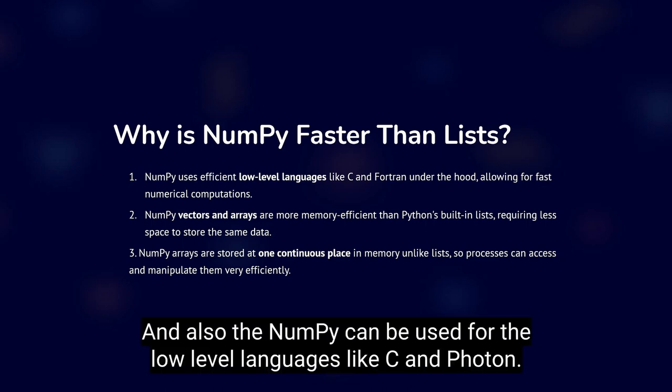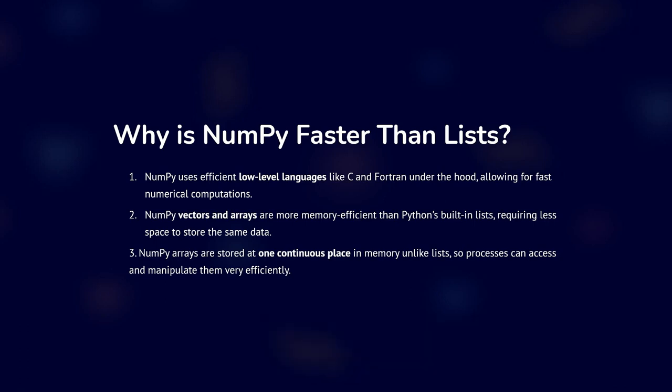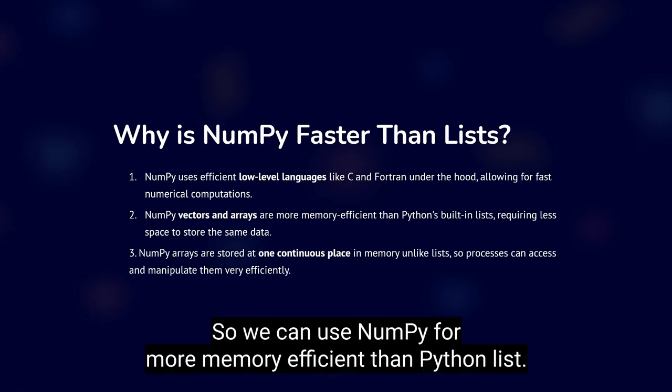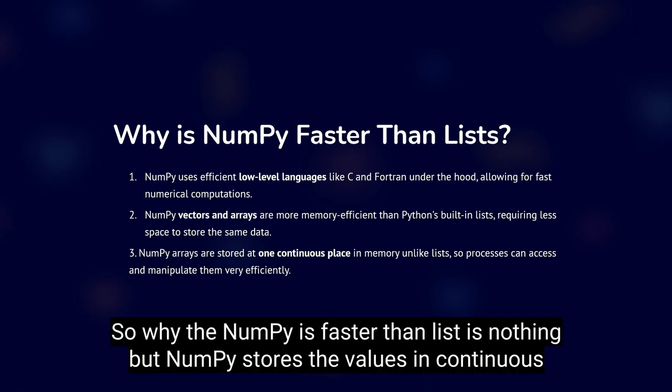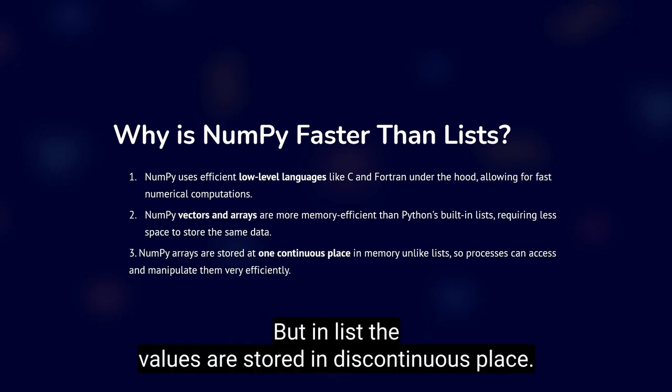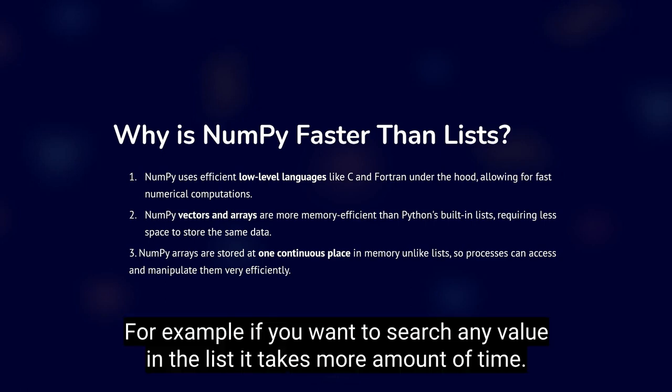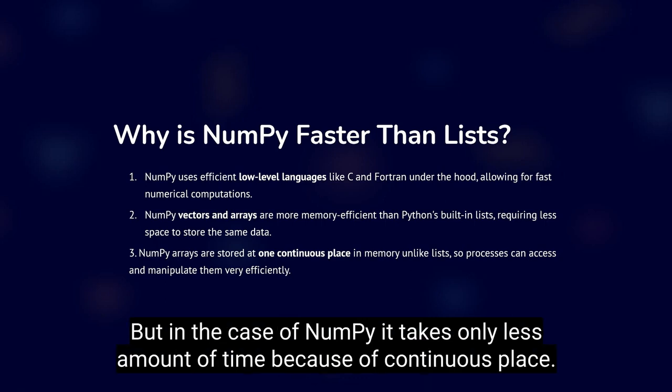And also NumPy can be used with low-level languages like C and Fortran. So we can use NumPy as a more memory efficient option than a Python list. Why NumPy is faster than a list is nothing but NumPy stores the values in a continuous place, but in a list, the values are stored in a discontinuous place. For example, if you want to search for any value in a list, it takes more time. But in the case of NumPy, it takes less time because of the continuous place.